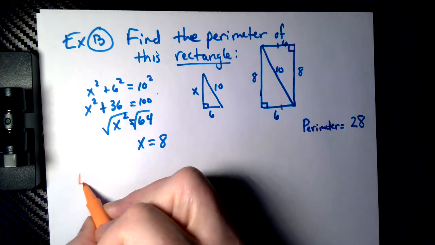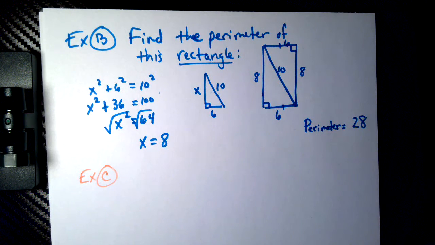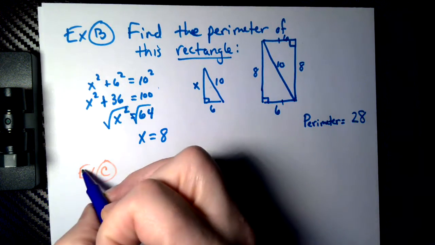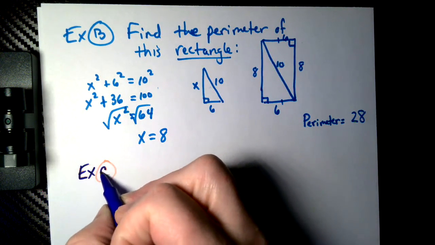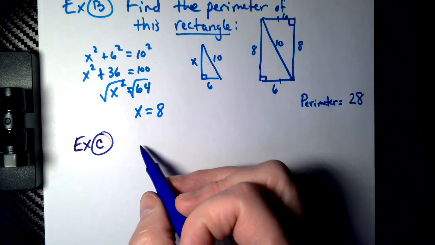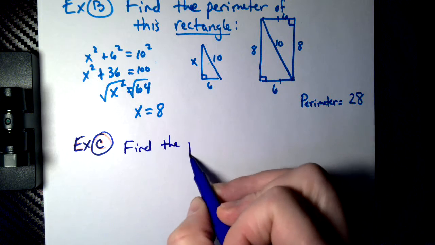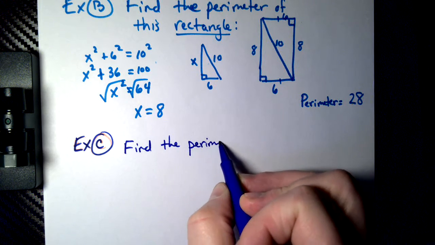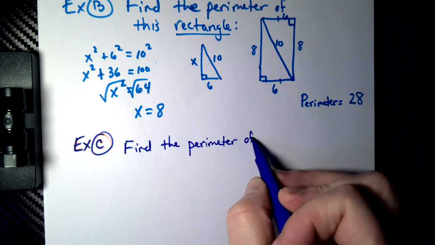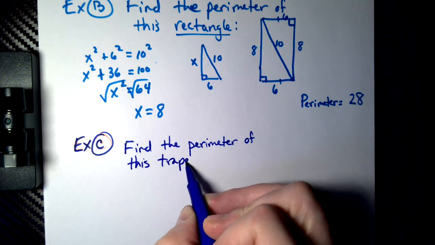Let's move over to example C. That color's a little too light. Let's get one a little darker. All right, example C. Find the perimeter of this trapezoid.